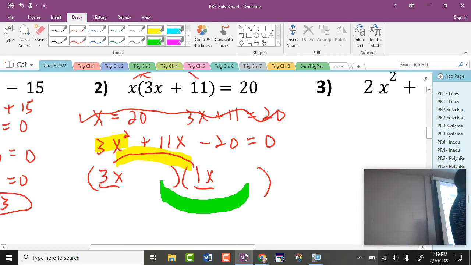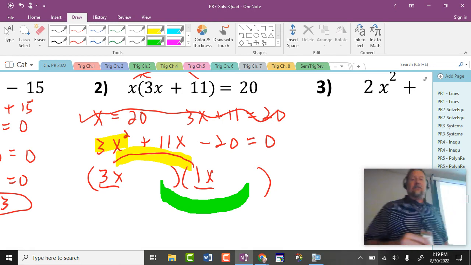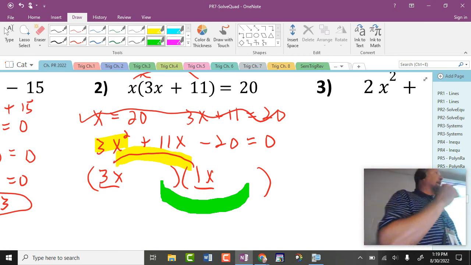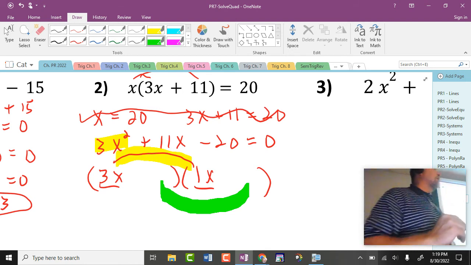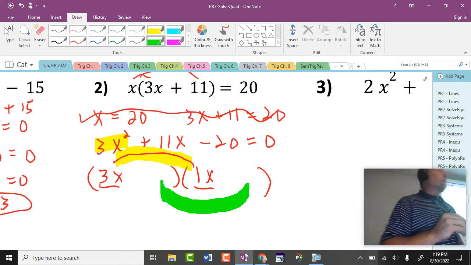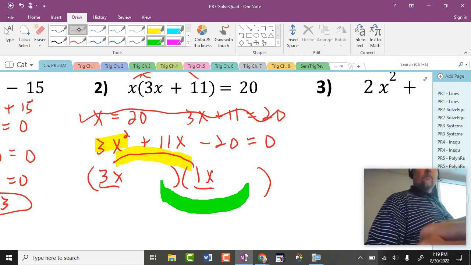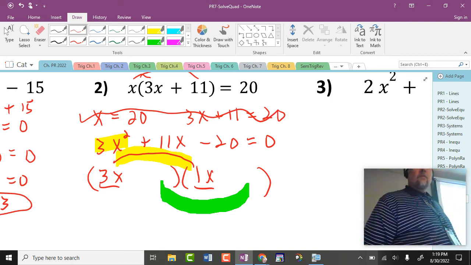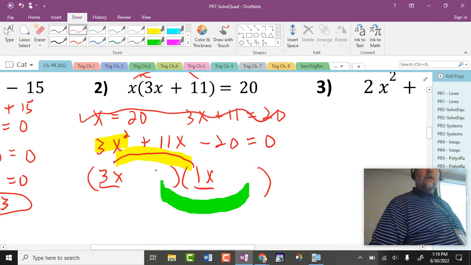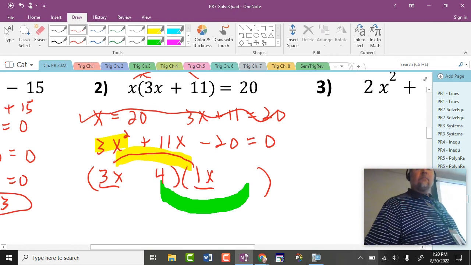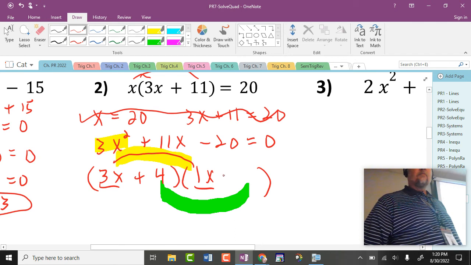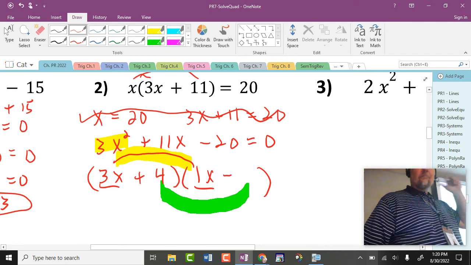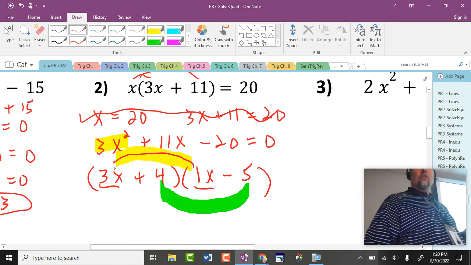I think we're looking at 4 and 5. You tell me where the 4 goes, where the 5 goes. See if you can figure it out. And again, don't feel bad if you put it in the wrong spot, but feel bad when you don't check. So tell me what should go with 3x, the 4 or the 5? Okay, we'll put the 4 here. And then what? You said plus 4. Good, you're giving me the signs. And then that one has to be what? Negative what? 5.